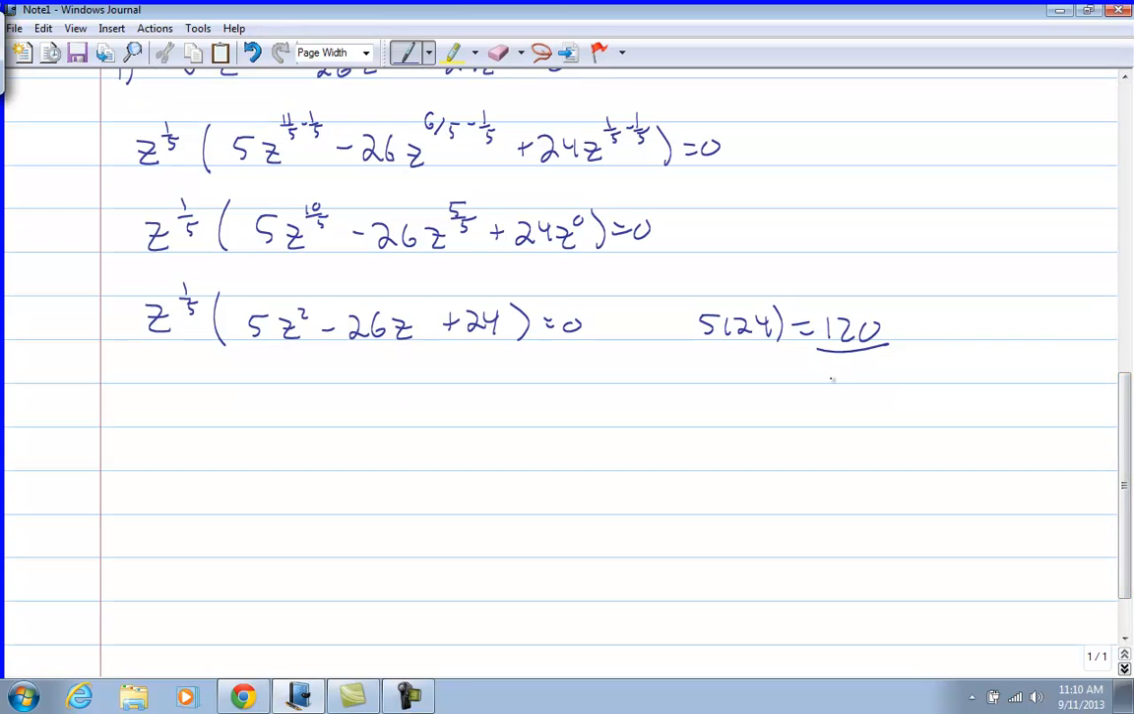120 has a lot of factors. I'm trying to think if there's a shorter way to get there. Let me see here. Go negative 6 and, oh, look at that, negative 20. I guessed it, I wasn't even trying. I was going to start there and work my way up, but negative 6 times negative 20 is positive 120. Negative 6 plus negative 20 is negative 26. So this would be z to the 1/5 times 5z squared minus 6z minus 20z plus 24 equals 0.